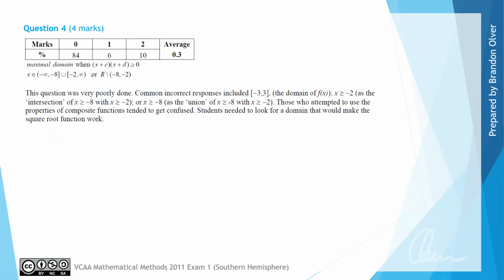So the examiner's report says that this question was done very poorly. Only 10% of students got full marks, and only 6% of students got 1 mark, with 84% receiving no marks for this question. The biggest thing we can take away from this examiner's report is that students just needed to look for the domain that would make the square root function work. And we discussed before that that was just having positive numbers or 0 under the square root sign.